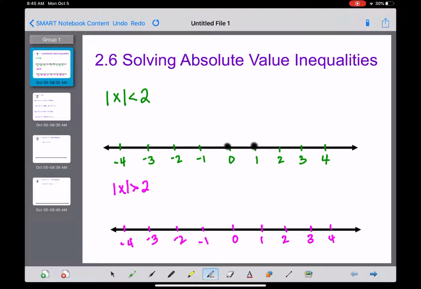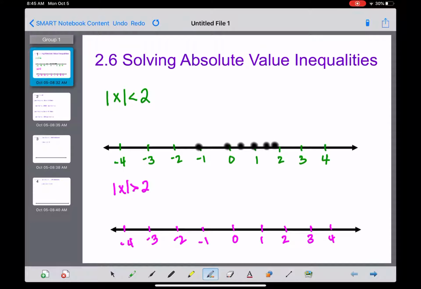0 is less than 2. A half is less than 2. 1.5 is less than 2. 1 3/4 is less than 2. But since I'm taking the absolute value, we can include negative numbers.